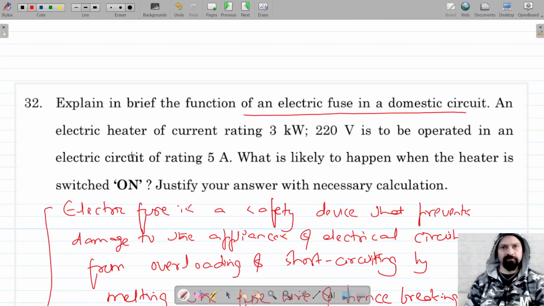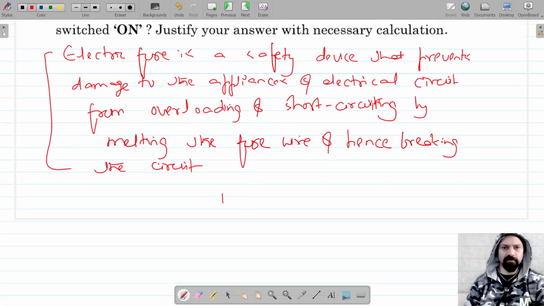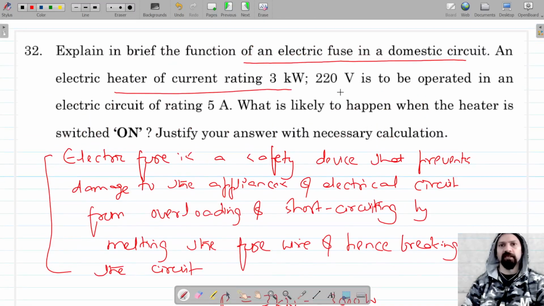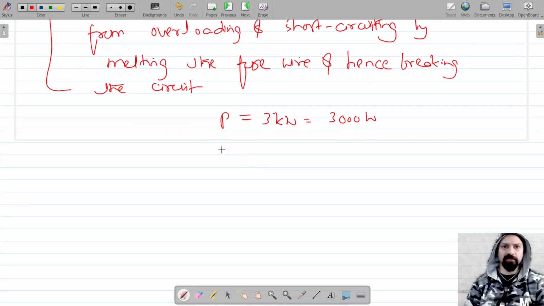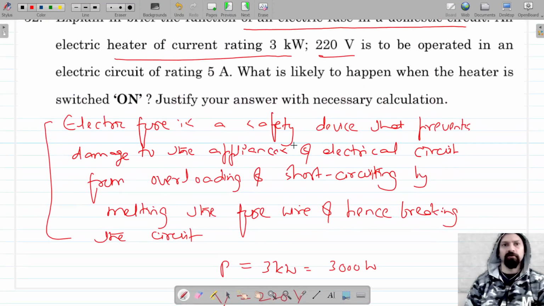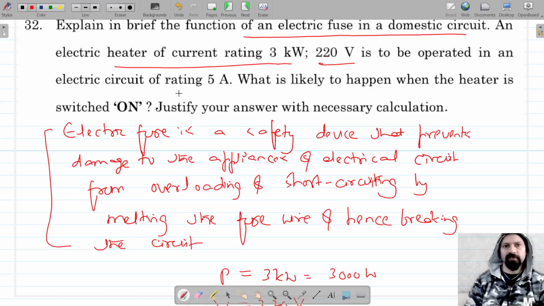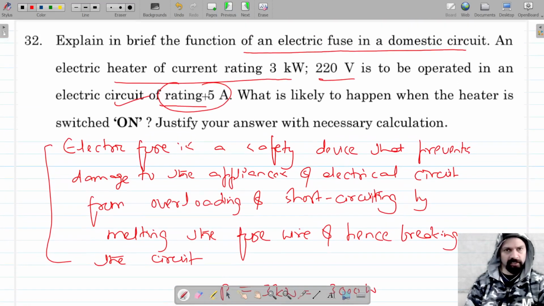Okay, this was for the first part. Now an electric heater operating at 3 kilowatts, so that is the power, 3 kilowatt, and 1 kilowatt is equal to 1000, so this is 3000 watt. And it has to be operated on a potential difference of 220 volt. Now there is a fuse rating of 5 ampere in which this electric heater is operating. So this electric heater is connected with a fuse of 5 ampere rating.